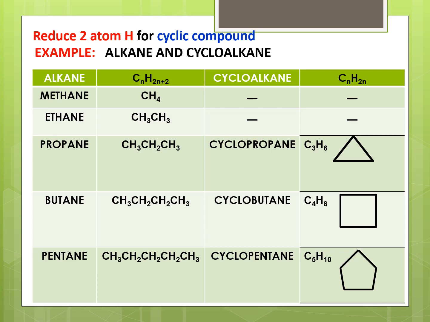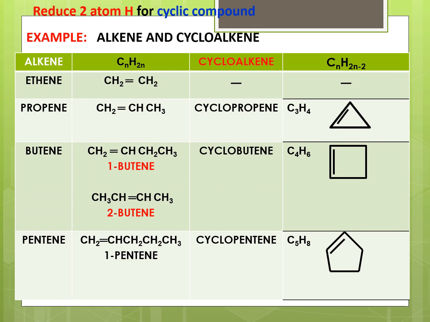Pentane general formula C5H12. For the cycloalkane we remove 2 hydrogen atoms, so C5H10. Now alkene and cycloalkene. We start from propene, CH2 double bond CH, CH3. So it will be cyclopropene, same number of carbons, C3H4. Butene, cyclobutene. Pentene, cyclopentene.